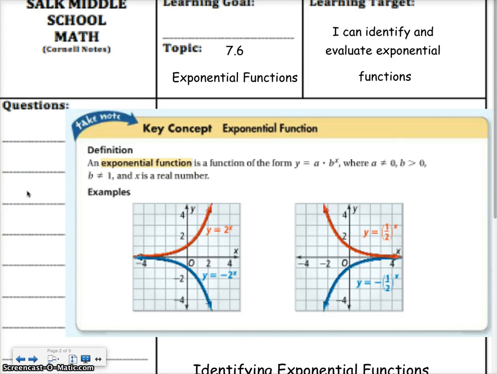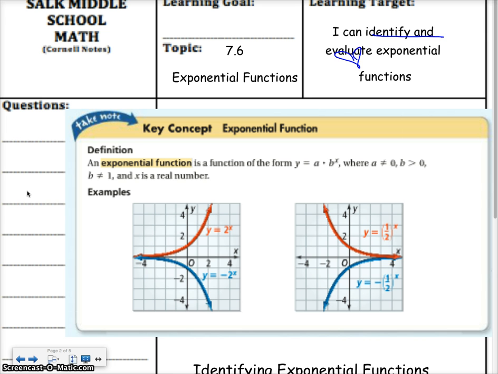Okay, we are moving on to one of the last sections in our exponential unit, and we're going to be connecting all of these exponent powers and connecting it with graphing and being able to analyze a graph and analyze equations to see if they represent an exponential function. Your learning target today, you can identify. That means if I give you an equation, you're going to tell me, does that equation represent an exponential function?